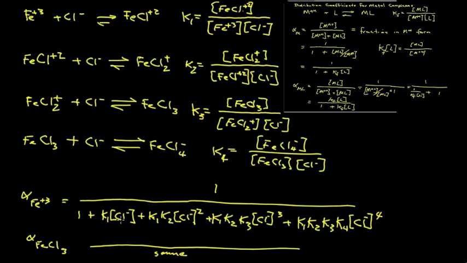So we count over 2, 3, 4. So the numerator is K1, K2, K3 times the chloride or ligand concentration cubed. So also the power for the ligand is the same as the number of ligands on the complex that we're interested in.